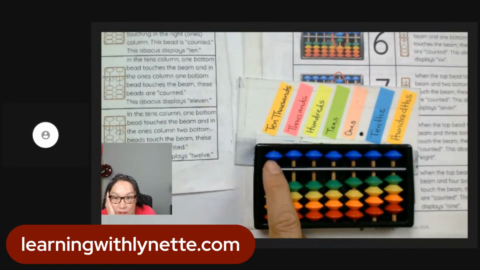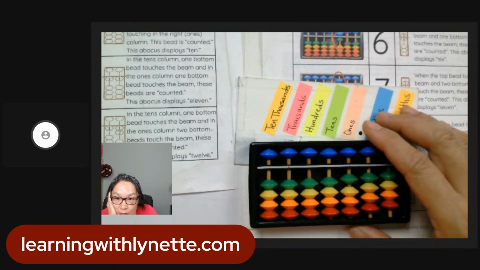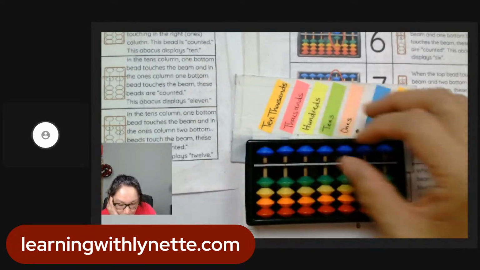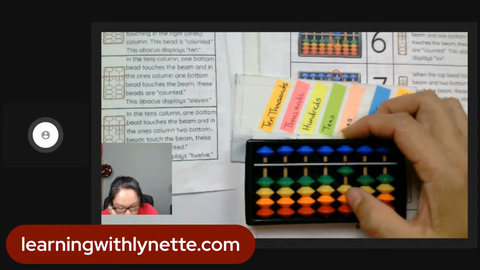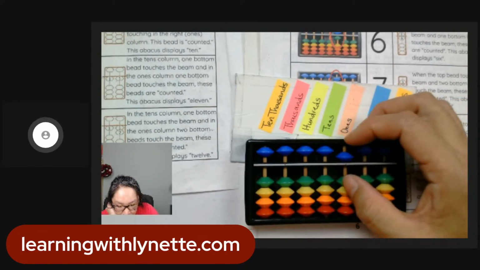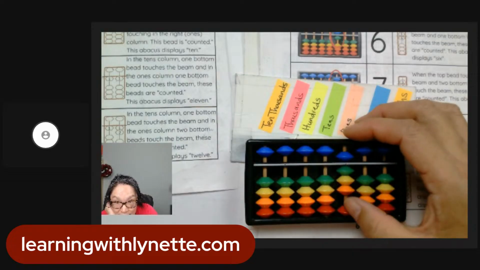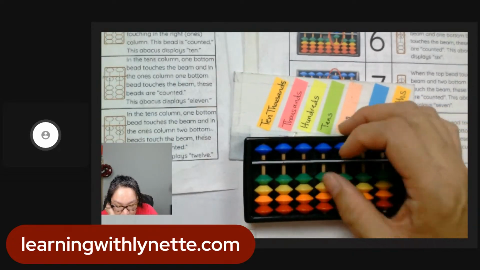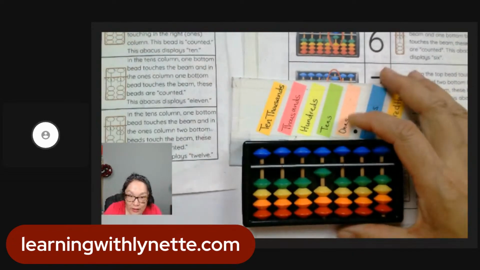Let me know. So what we're doing is I'm just talking to myself because I'm not sure if anybody's in the room, and we're going to be counting on the abacus. We have 1, 2, 3, 4, and then 5. After 5, we have 6, 7, 8, 9. After 9, we have 10. That's how we do 10.